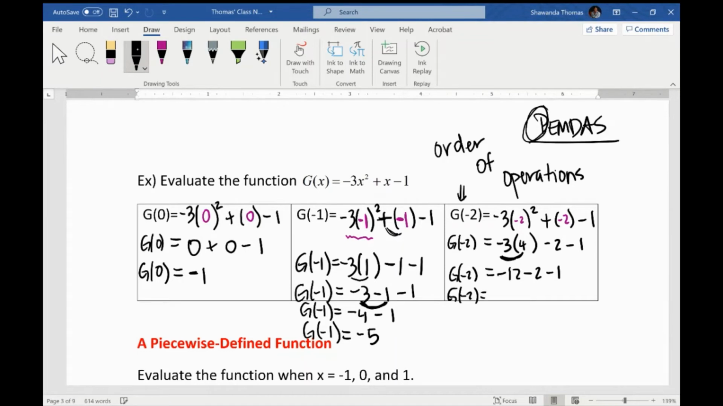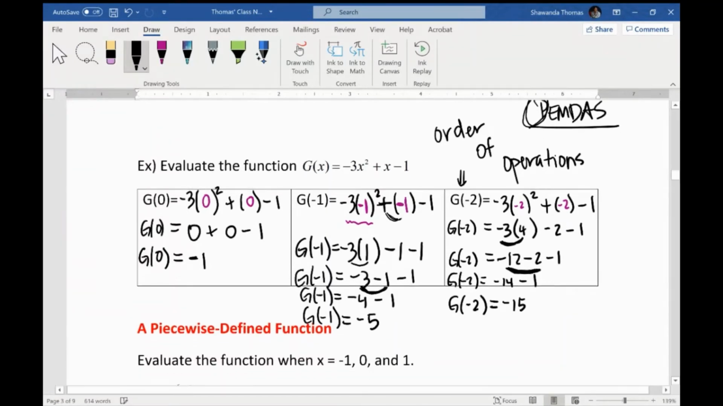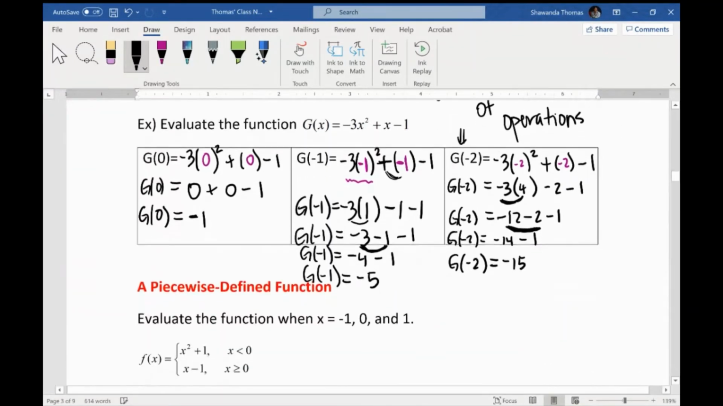One step at a time. -12 minus 2. -14. So g of -2 equals what? -15. All right, -15. If you got it right, great. If not, just keep practicing.